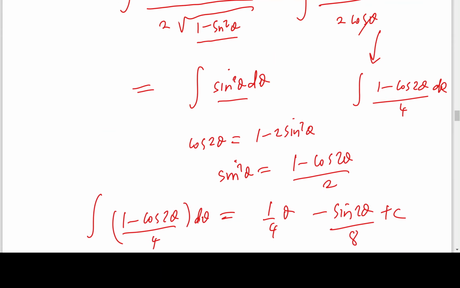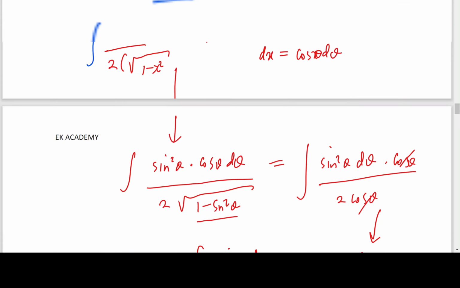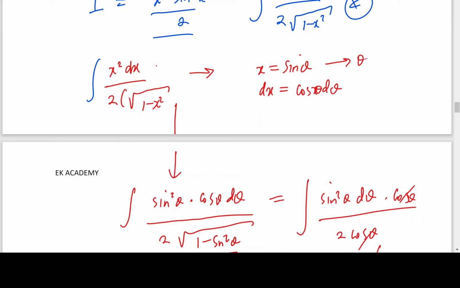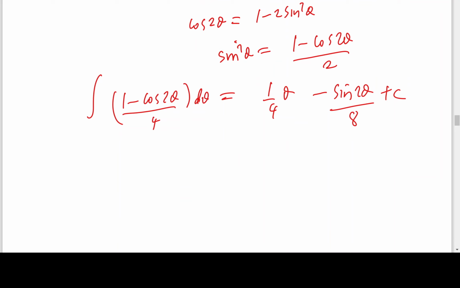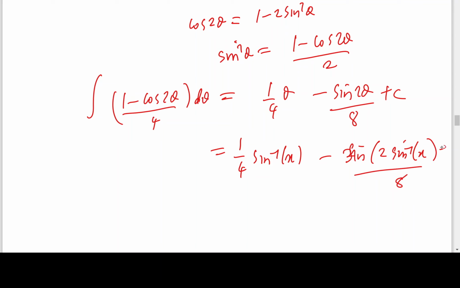But you know what theta is? From here, we know that theta is sine inverse of x. So if theta is sine inverse of x, you have 1 over 4 sine inverse of x minus sine of 2 sine inverse of x over 8 plus constant. Of course, this can be simplified further, but we can end up here.